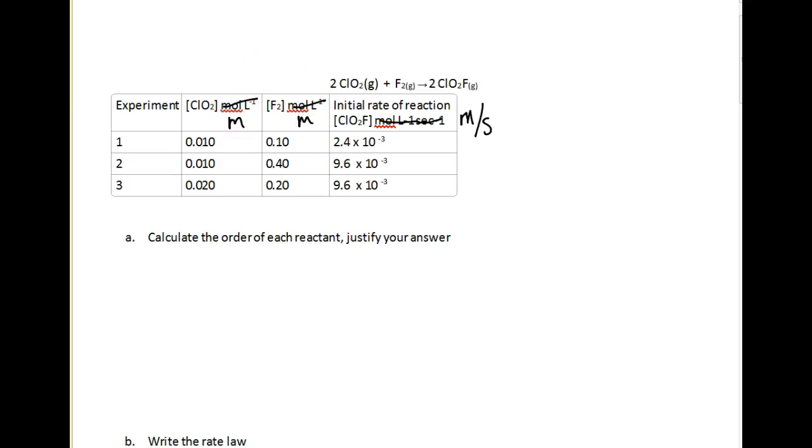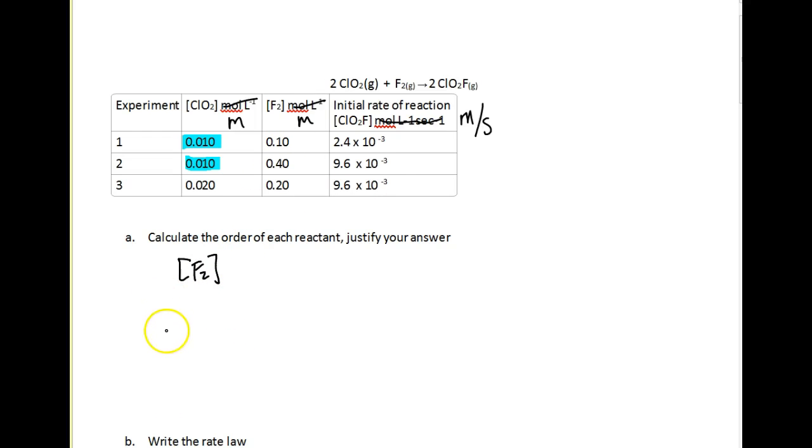What I'm going to talk about with respect to an issue is let's look at our fluorine here, diatomic fluorine, and what we see here is we have a 0.1 for experiment 1, a 0.4 for experiment 2, and a 0.2 for experiment 3. Now my issue becomes that we do not hold any of those constant, and so we have to do a little workaround to determine our order of each of our reactants. What we do see though is that the ClO2 is being held constant in experiment 1 and 2. So let's go ahead and use those two values to determine our F2 order, which is relatively easy.